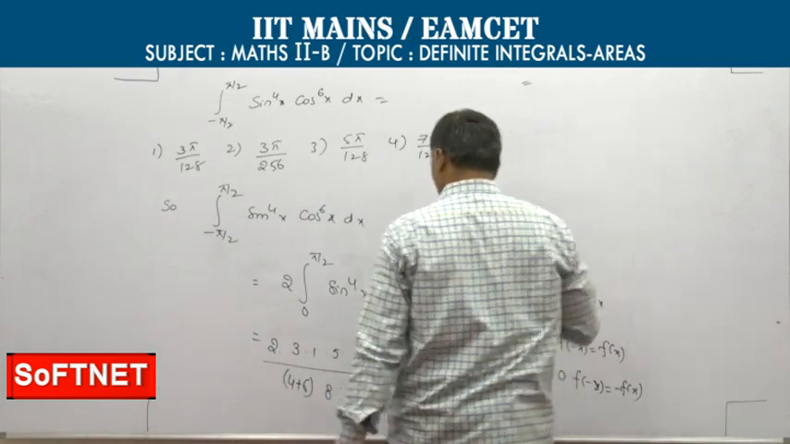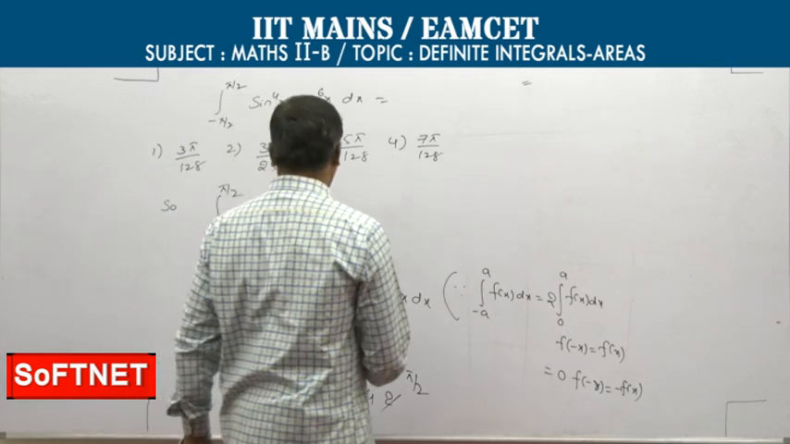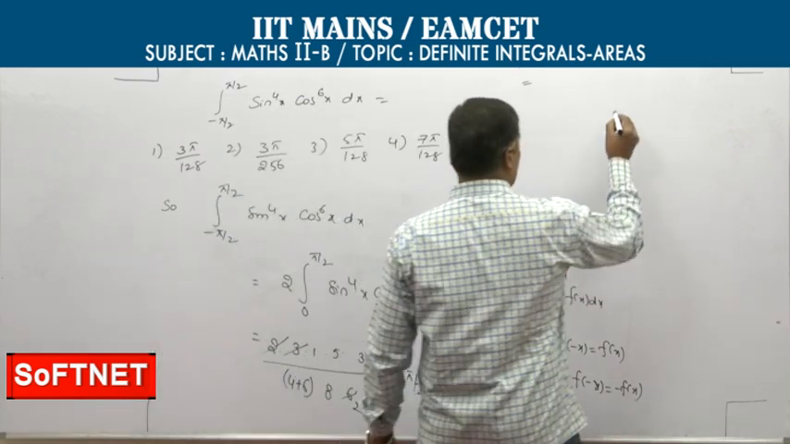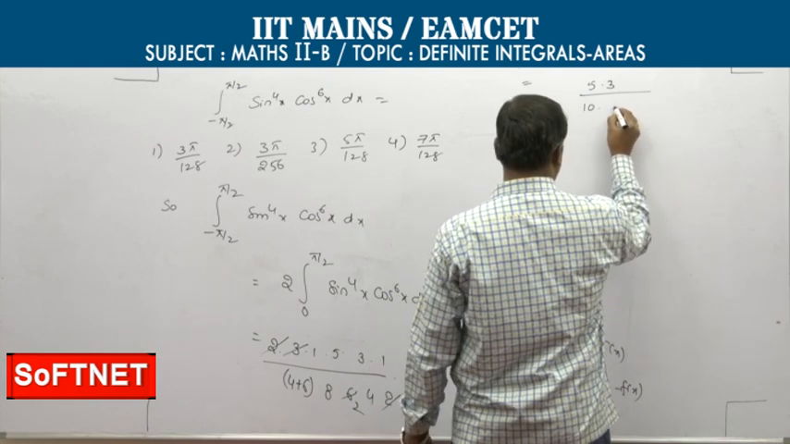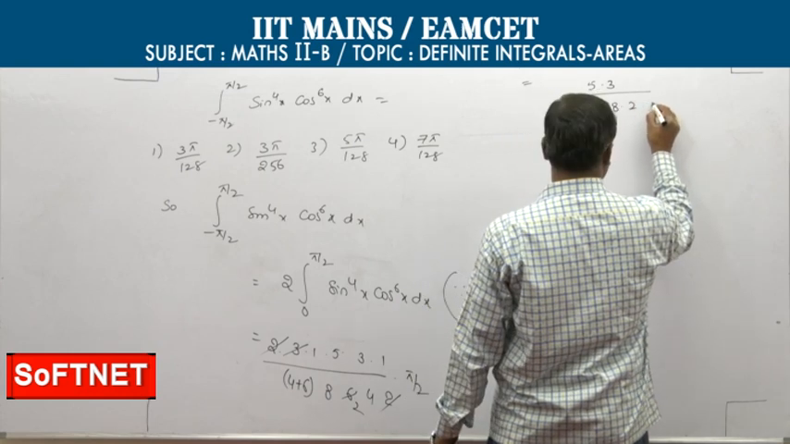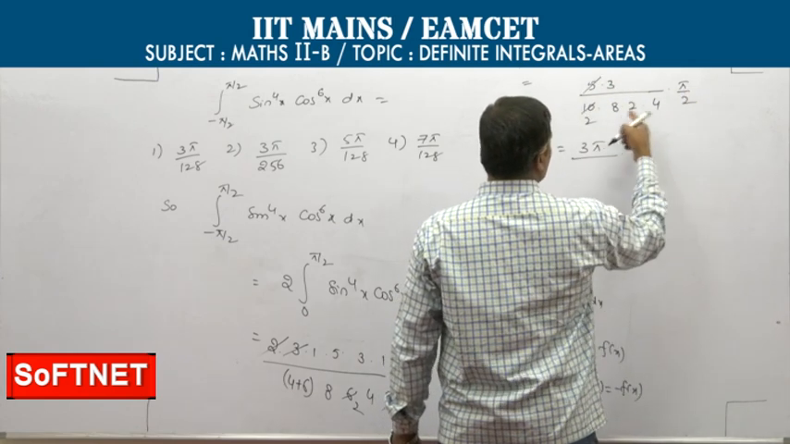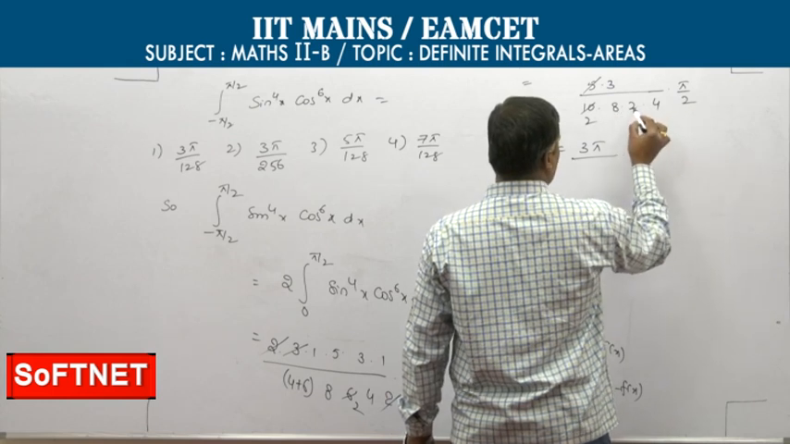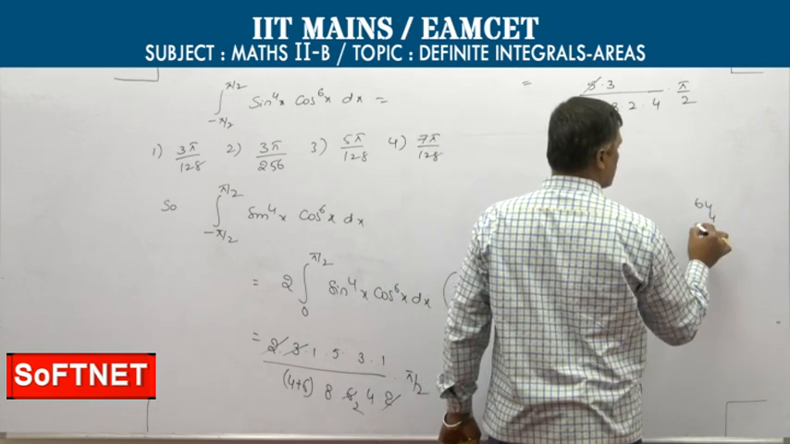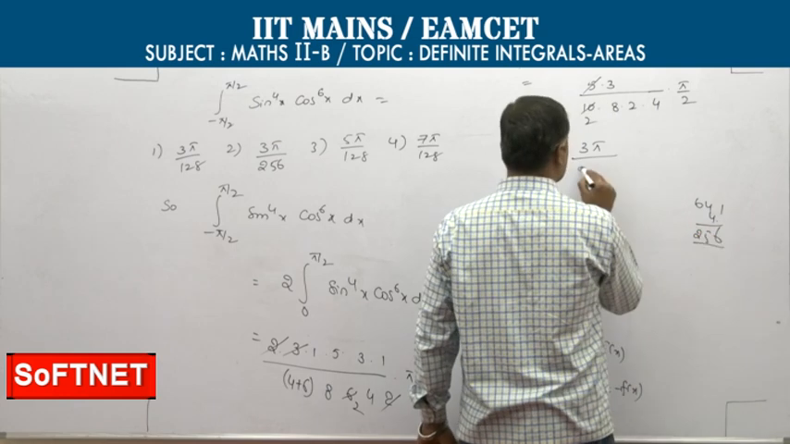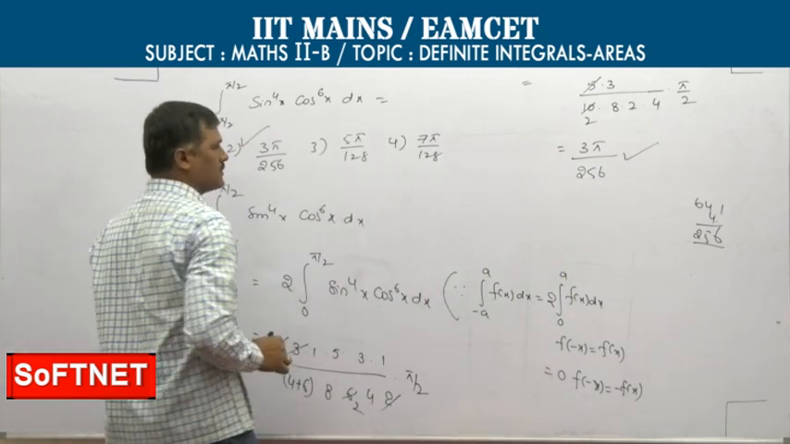Simplifying, that is equal to 2, the 2 will go, 3 twos are 6, numerator 5 into 3, 5 into 3 divided by 6 plus 4, 10 into 8 into 2 into 4, into pi by 2. 5 goes 2 times, that is equal to 3 pi by 8, 2s are 16, 16 into 4 is 64, 64 into 4 is 256. So 3 pi by 256 is the solution.